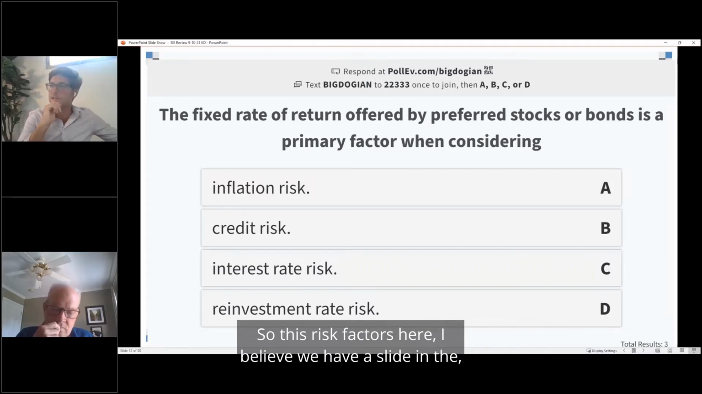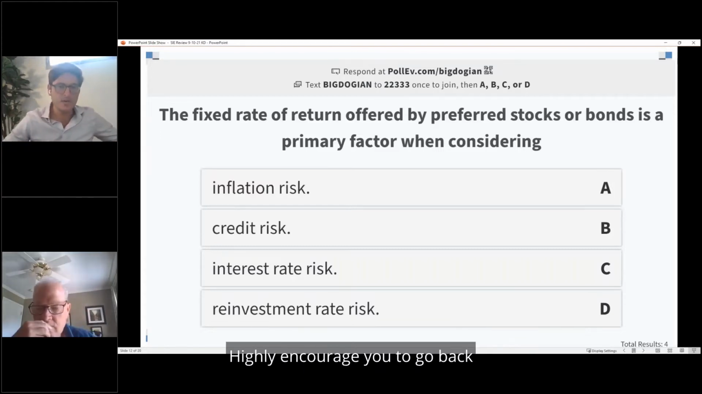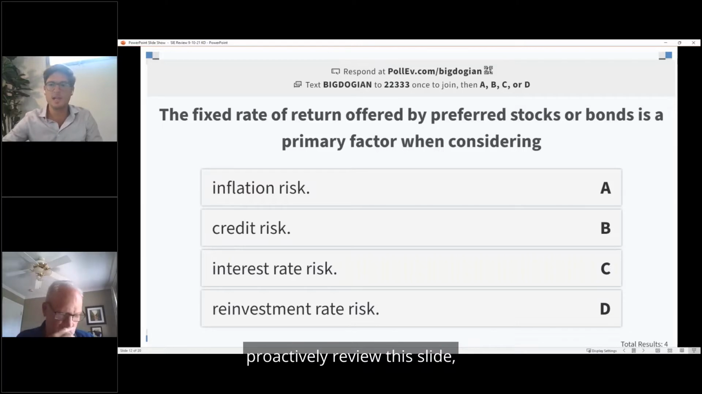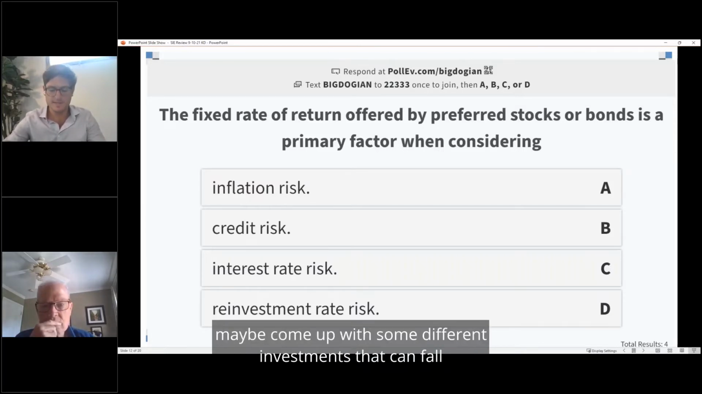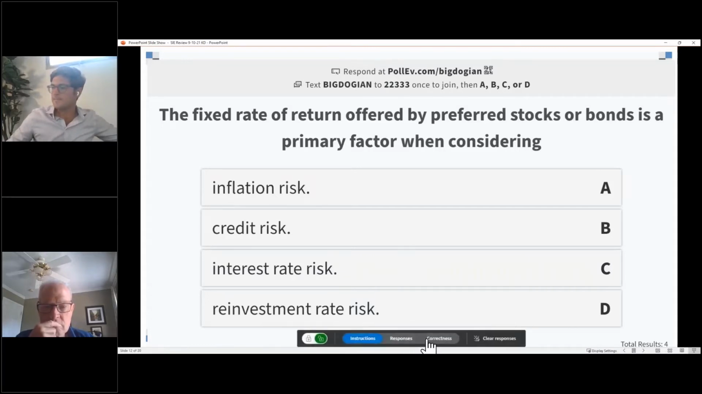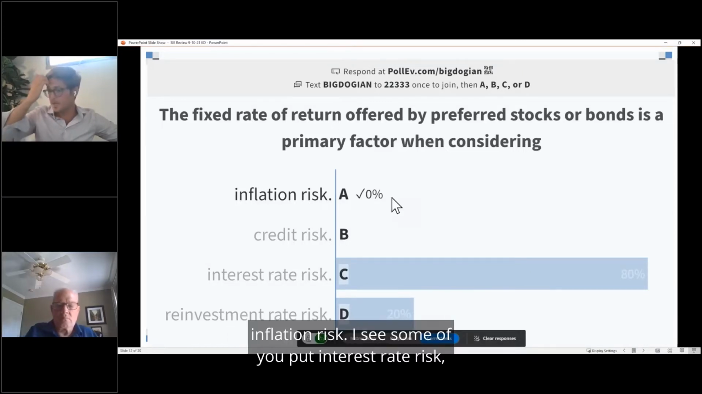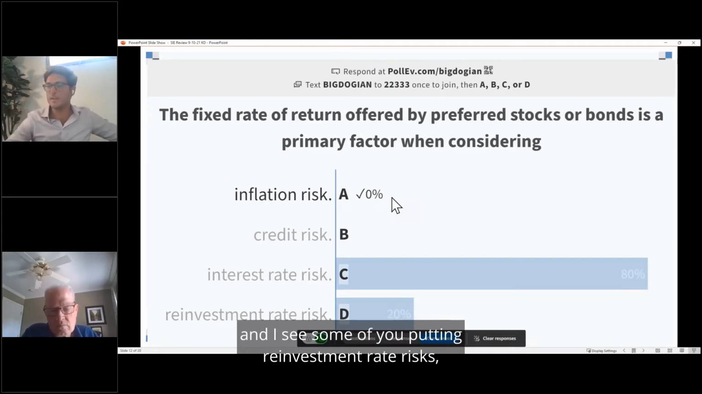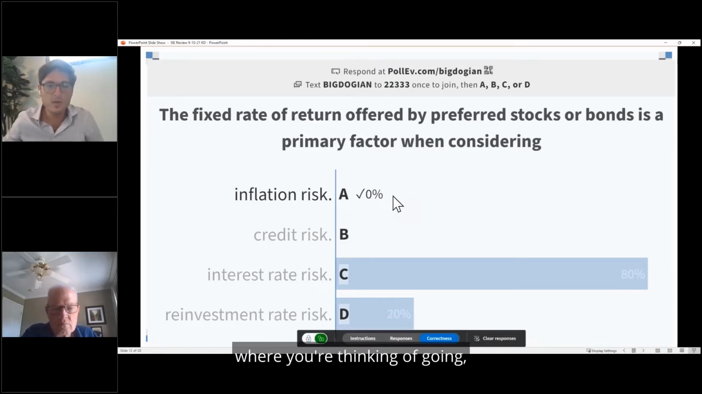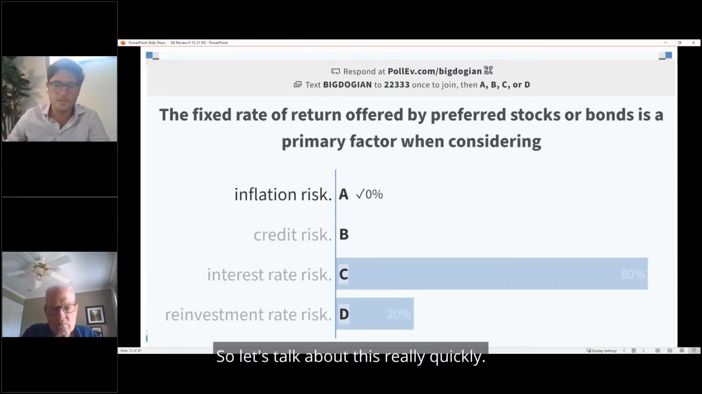So this risk factors here, I believe we have a slide in the lectures that gives you an overview of all the different types of risks. Highly encourage you to go back, proactively review this slide, maybe come up with some different investments that can fall into each one of these different categories. And the correct answer here is going to be A, inflation risk. I see some of you put interest rate risk, and I see some of you put reinvestment rate risk, and I can see where your thinking is going, but that's not entirely correct for this question. So let's talk about this really quickly.